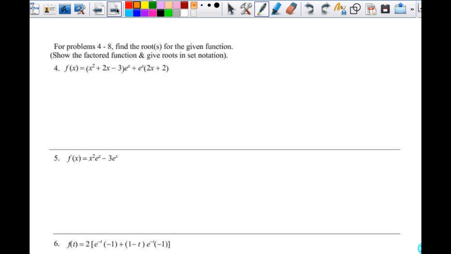So I'm going to give you a couple minutes, or a minute or so, and I want you to start by, well, first of all, this says find the roots for the given function. So I added some little instructions there. Show the factored function, which means you're going to have to factor it, and give the roots in set notation. So I'm going to give you a minute, and I want you to start factoring number 4 there. Okay? So try and get it factored, and then I will walk you through the rest of it.